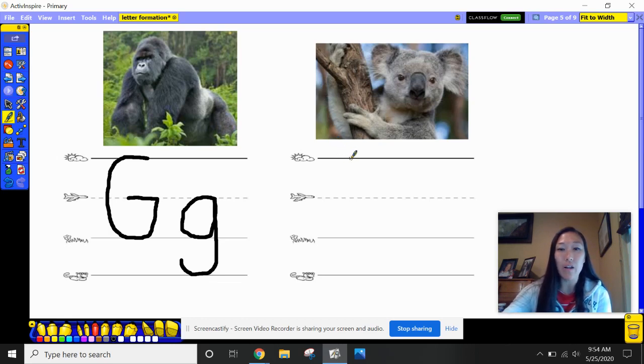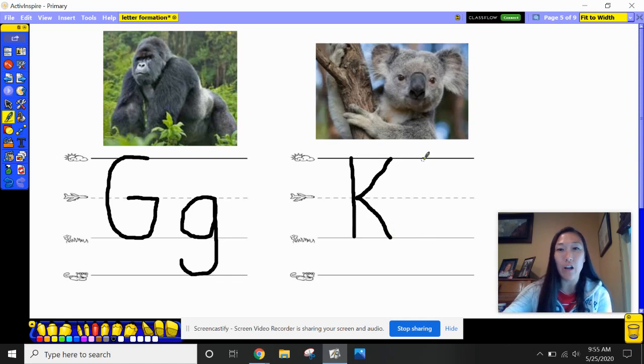So starting on the skyline, go down to the grass line, and then go back up to the plane line. You're going to slide down to the plane line here, and then slide down to the grass line. Very good. Now the lowercase k.